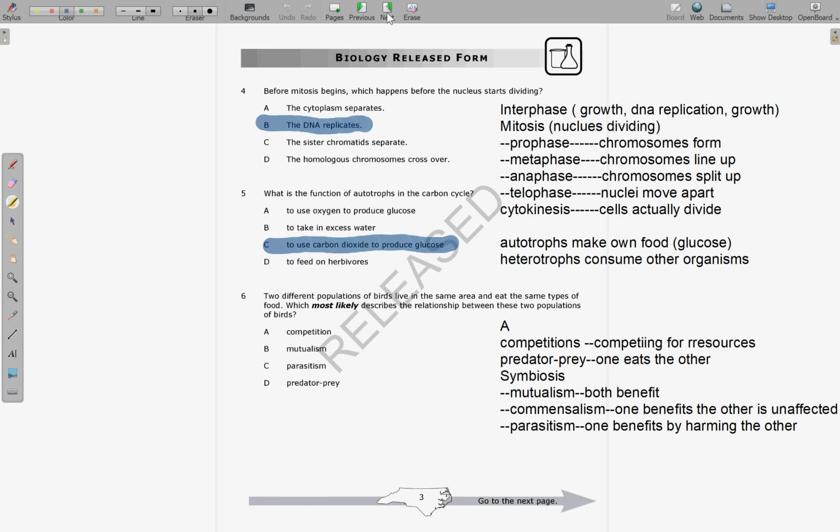Make sure you know what autotrophs and heterotrophs are. Competition is, of course, competing for resources. Predator and prey, I hope, is self-explanatory. Symbiosis, there are three types of symbiosis. They are not all good. So stop saying things are symbiotic just because you're together. It's not always a good thing.